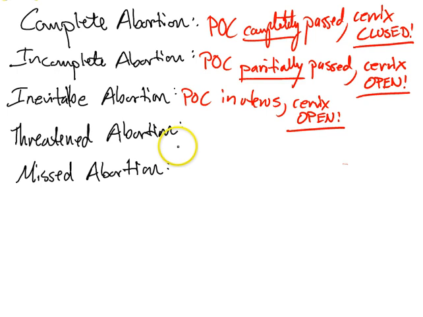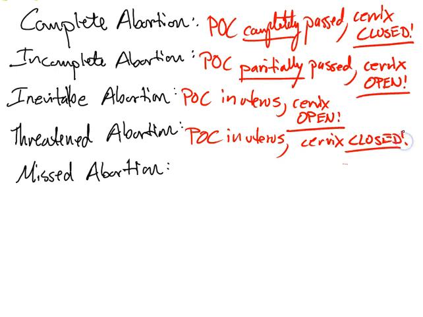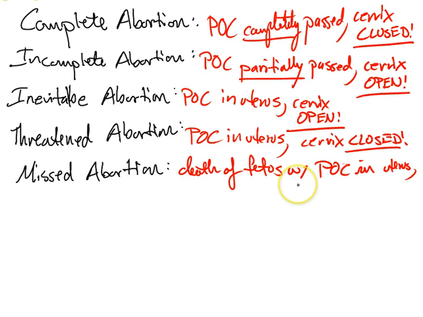Now, threatened abortion, the POC is in the uterus. The cervix is closed. It's a viable pregnancy with bleeding, a threatened abortion. Now, a missed abortion is death of the fetus with POC in the uterus. The cervix is closed.